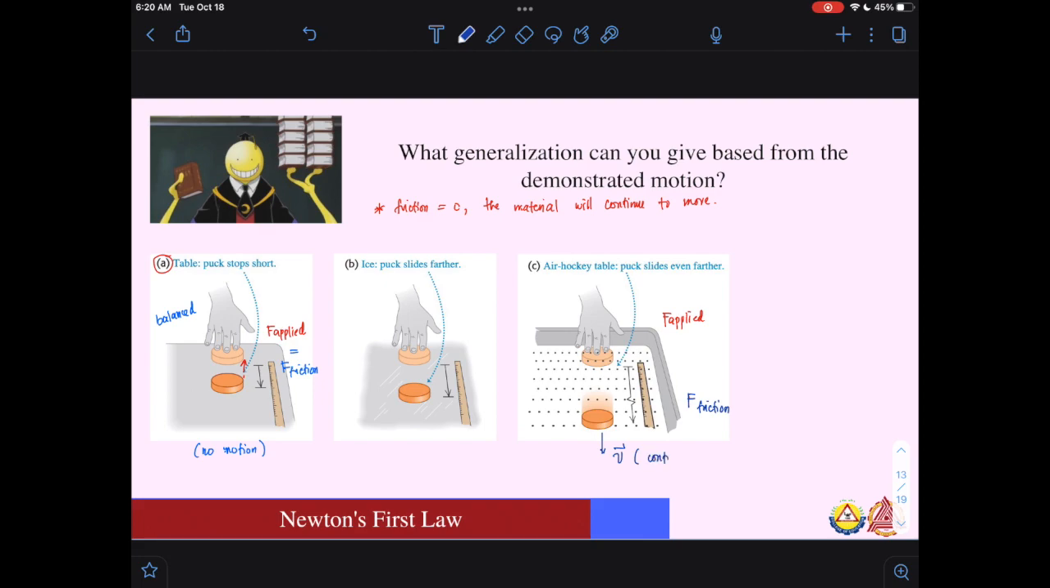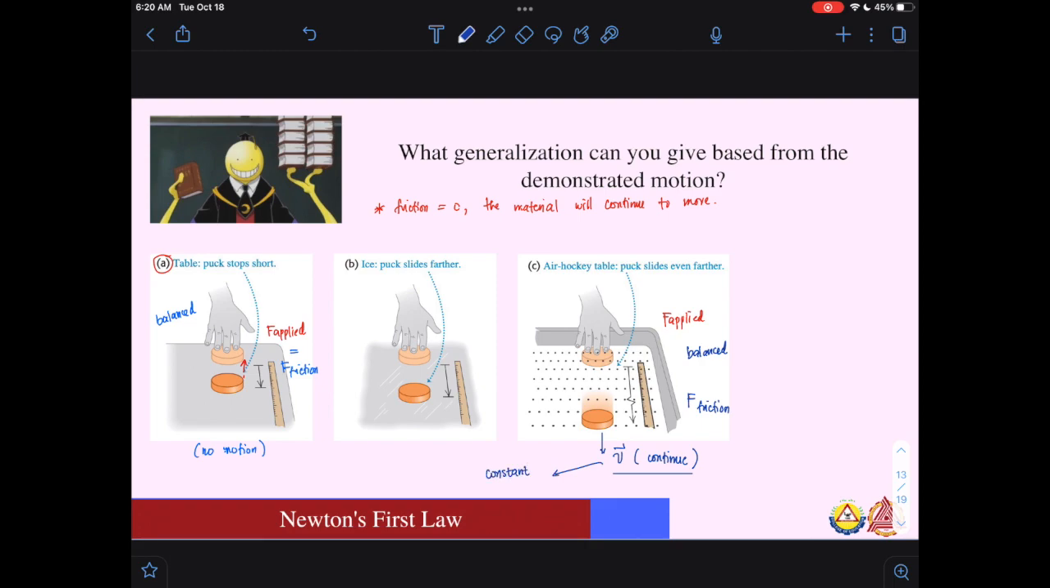It does not slow down, and it does not speed up if there is no friction. So how will you characterize the forces in this case? The forces are still balanced in this case. That is why it keeps moving with a constant velocity. Take note of the constant velocity here. So the forces are still balanced.